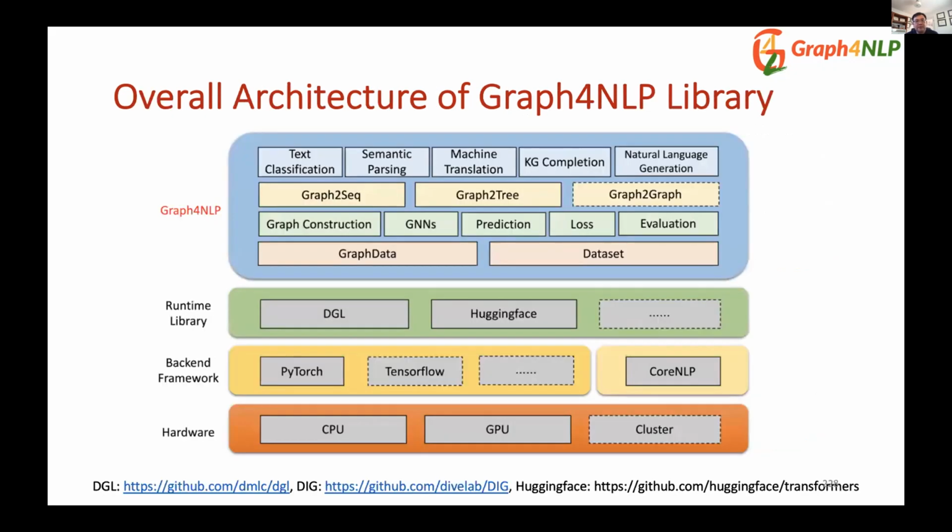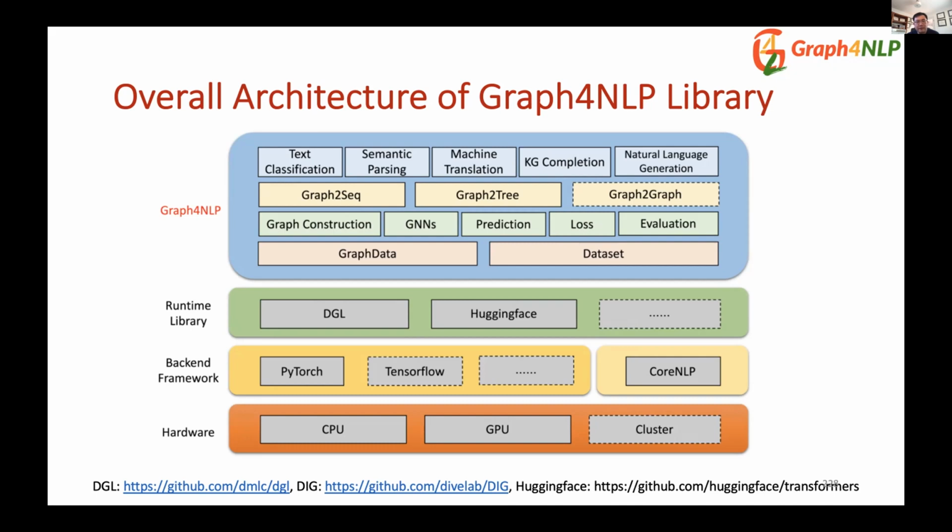Okay, so this is the overall architecture of our Graph4NLP library. As you can see, we are building on top of the CPU and the GPU. For the backend library we use PyTorch. TensorFlow is not yet supported, but since PyTorch is very widely used, that's why we target it first. For the runtime library, we are building on top of the Deep Graph Library and Hugging Face. The Graph4NLP part is really what we are building for this library.